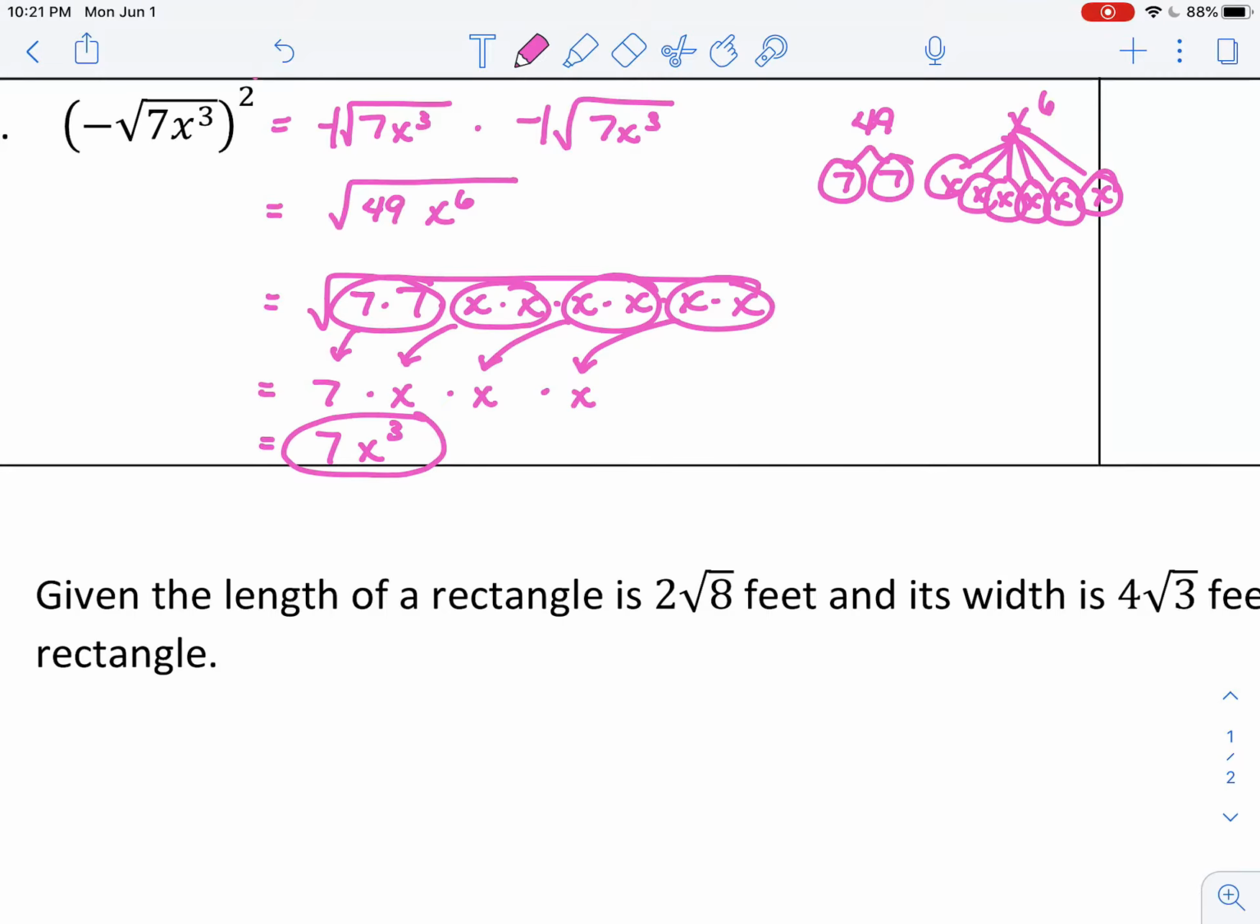So if you want to try and think of that canceling out method, we technically did. This radical canceled this squared, and I'd have the 7x cubed. But there's no more negative, because squared means times itself, and we pointed out earlier, negative 1 times negative 1 canceled and gave us positive 1. That's why our answer is positive when we started out negative.